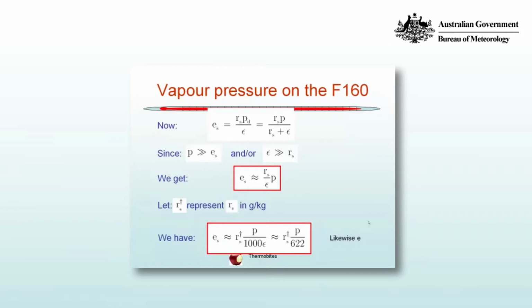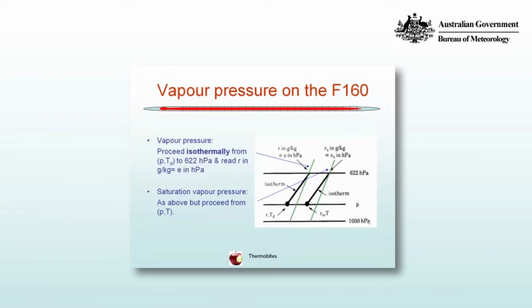And you can have the same expression for the vapor pressure, and it's just E is equal to R by P on 622. Now what this does is allows us to measure the vapor pressure on F160 very easily. So take a profile where you've got a value of temperature, which gives you a corresponding mixing ratio for saturation, and a dew point temperature, which gives you the actual corresponding mixing ratio for a given pressure.